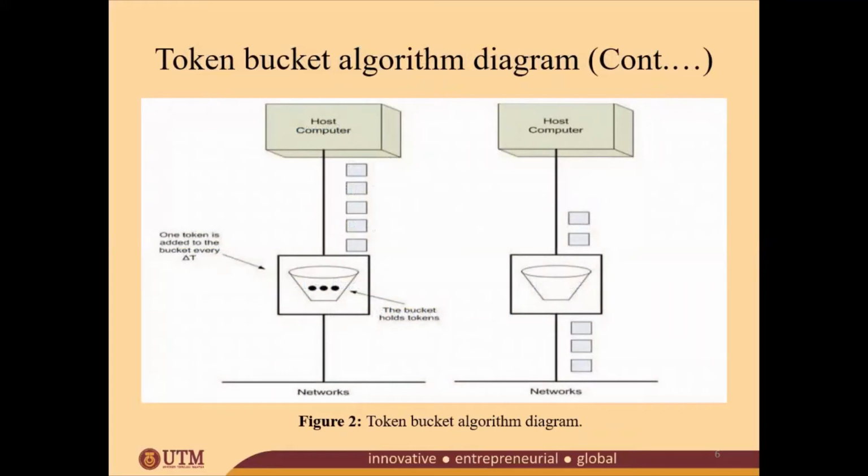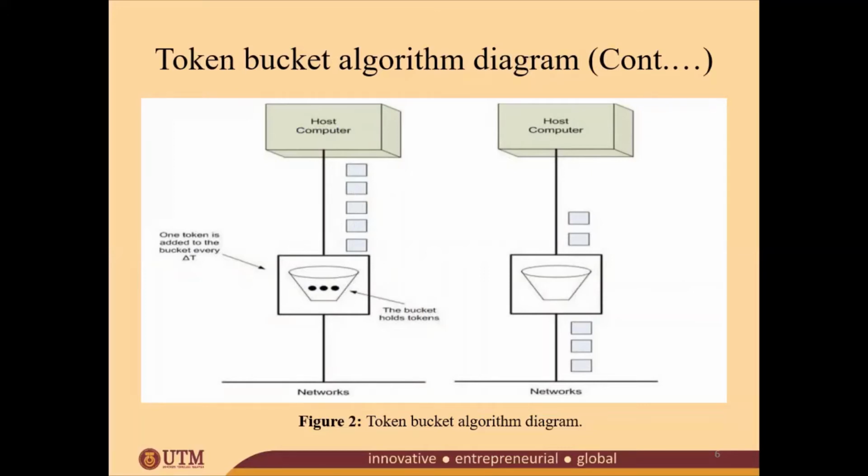Okay, this is the token packet algorithm diagram. This diagram, which is on the left side, is showing us there is a host computer. It is actually showing a packet holding 3 tokens with 5 waiting packets to be transmitted. So for a packet to be transmitted, it must capture and destroy 1 token, at a clock rate of a time interval.